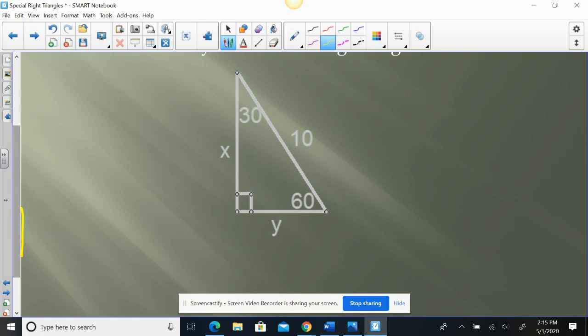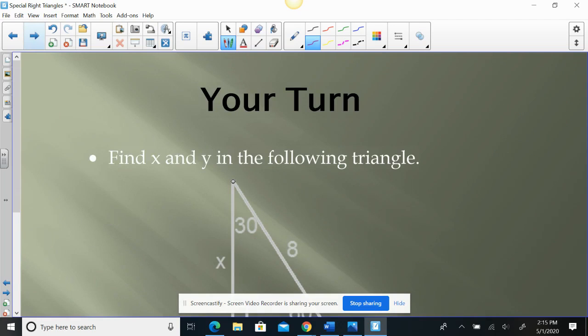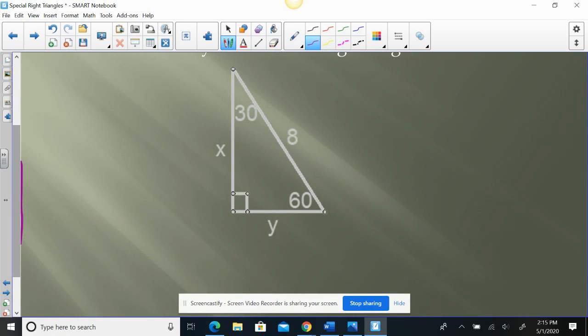Pause it. All right, hope you tried it first. Here's my hypotenuse. Across from the 30 is short leg, across from the 60 is long leg. So if this was my beautiful equilateral and I cut it in half, this piece would be half of 10. So y is half. In other words, the short leg is the hypotenuse divided by 2. Now I know this is 5, so my long leg, which is x, is 5 square root 3. You could use the Pythagorean theorem if you get stuck. Pause it, try it, come back.